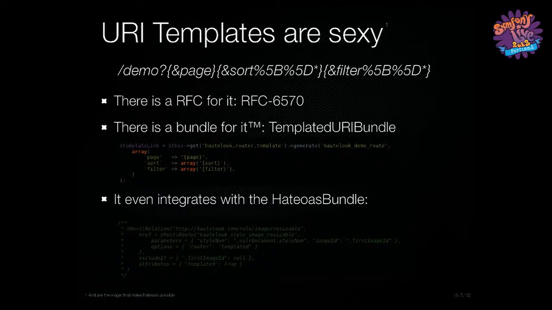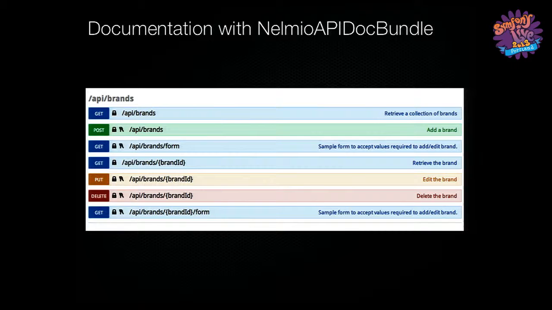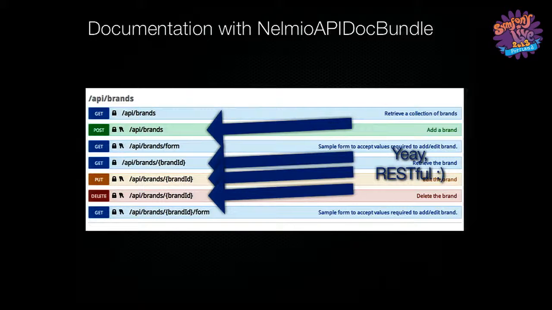So remember the annotation I showed you earlier for the Nelmio API doc? This is what it actually generates for you. You can get fully browsable HTML documentation of your API. And yay, we are RESTful. That's actually level 2 in Richardson's maturity model, just by having the resources and the HTTP verbs.